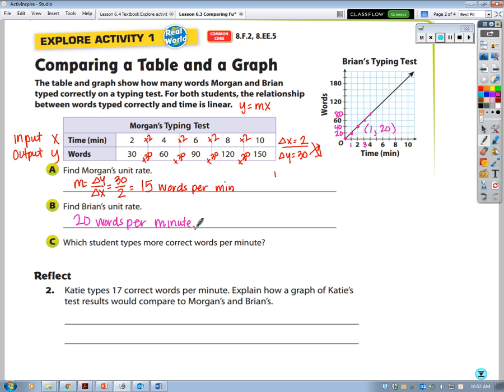Okay, so the next question then is, which student types more correct words per minute? Well, all we got to do is compare our unit rate here, right? So Morgan types 15 words per minute. Brian types 20 words per minute. Brian types a greater number of correct words per minute. And we know that these values represent typed correctly because it told us that up here, typed correctly on a typing test.